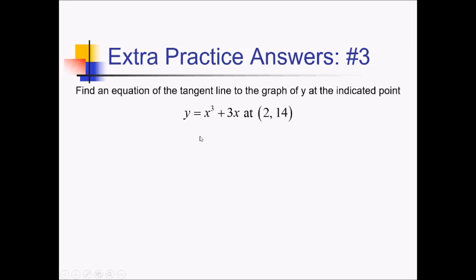So my derivative is going to be 3x squared plus 3. And I'm just plugging in the x value here, so plugging 2 into all of that. I'm going to have 3 times 4, so that's 12, plus 3 is 15. So now I've got y minus the y value 14 equals my slope that I just found, which was 15, times x minus my x value of 2.